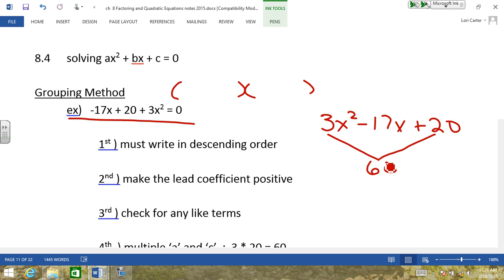So what factors of 60 are going to give me 17? So this 5 is, and 12. Yeah, but let's do them all. Quit doing them all so fast. Well, Mrs. Carter, it was written on my paper.